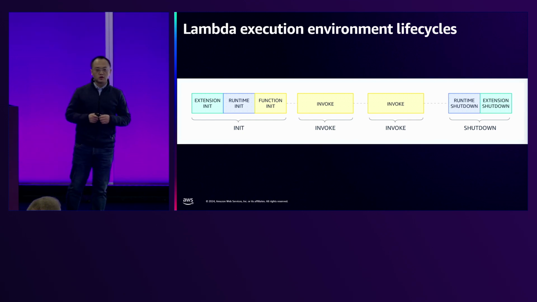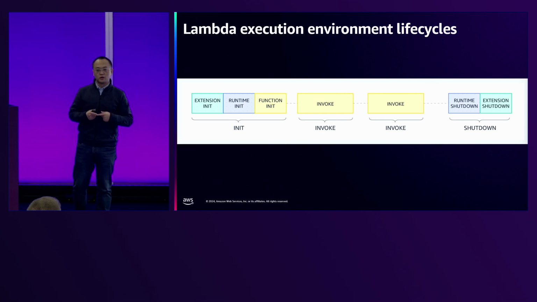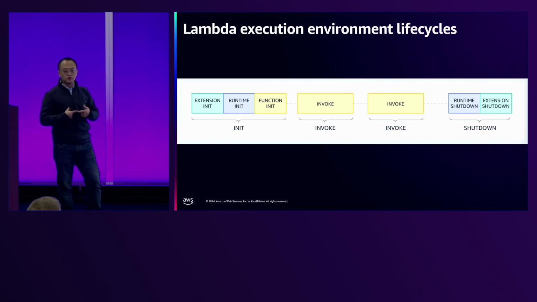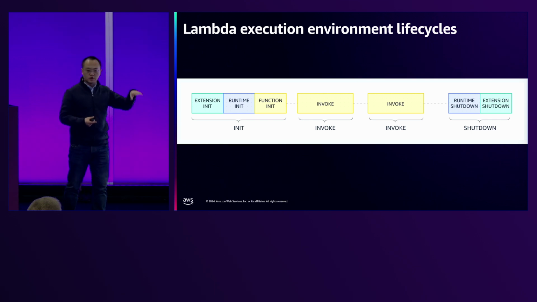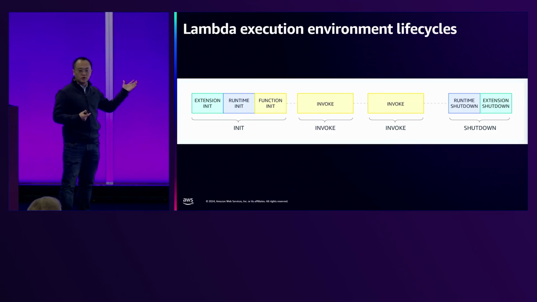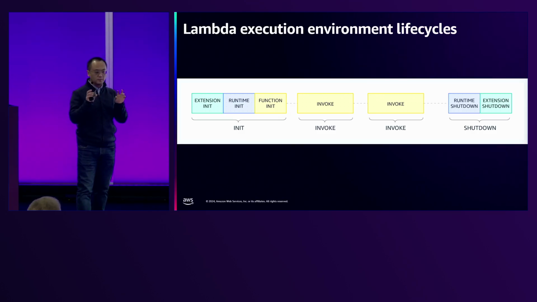Before we go into more details, I wanted to show you Lambda's execution lifecycle. This is a high-level view. Each Lambda execution environment has 3 phases. The first phase is initialization, followed by several invocations, and finally the shutdown phase. And something that's very special is the initialization phase. In the initialization phase, there are 3 parts.